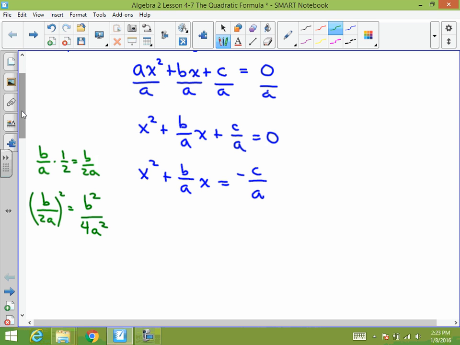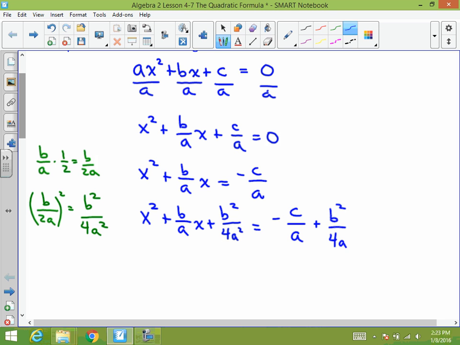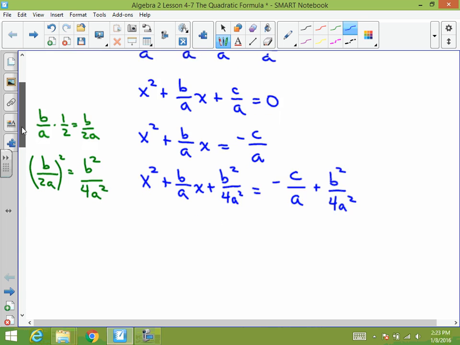So we add b squared over 4a squared to both sides. We have x squared plus b over a x plus b squared over 4a squared equals negative c over a plus b squared over 4a squared. It looks kind of weird right now, but don't worry about it. It'll make sense in a second. Now we've got to factor, remember.